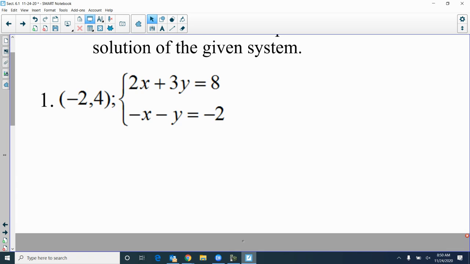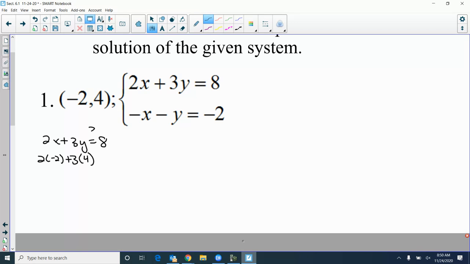So for right here, I'm going to start with, now this is the one on your notes, right? The first one? Okay, so just underneath it, 2x + 3y = 8. Plug in -2 for x. Plug in 4 for y. And I put a question mark over the equal sign because we don't know whether it's true, we're checking it.